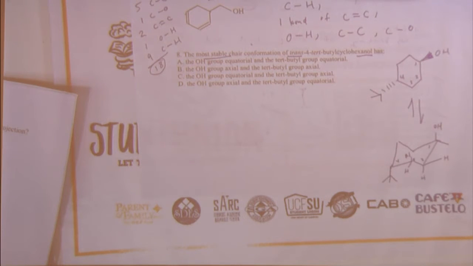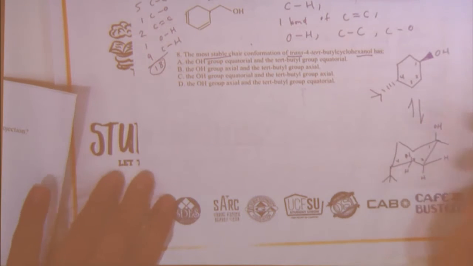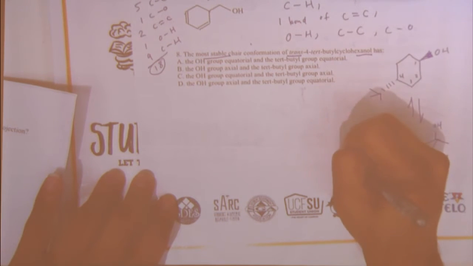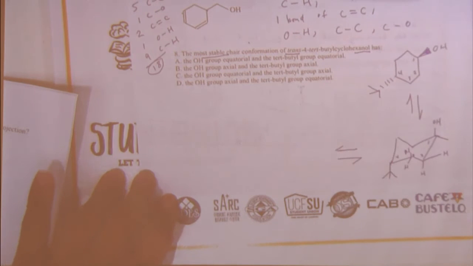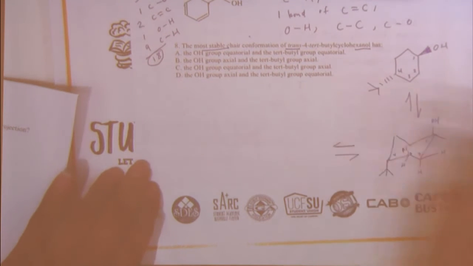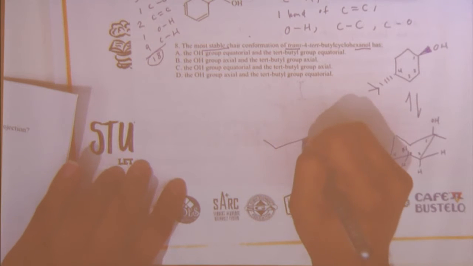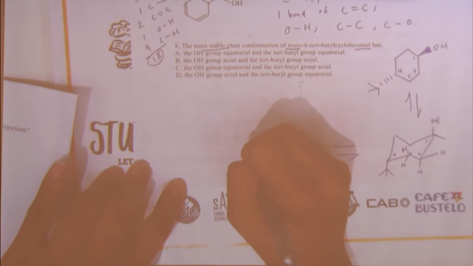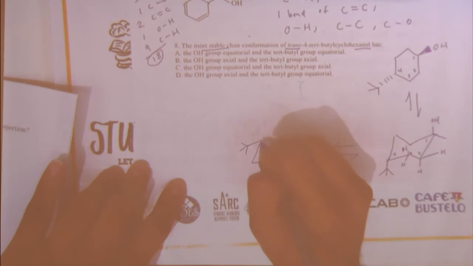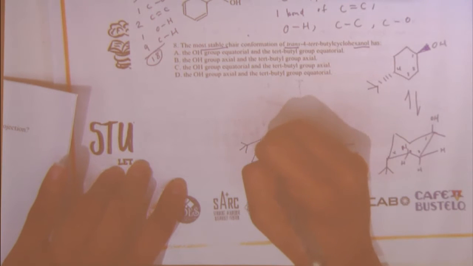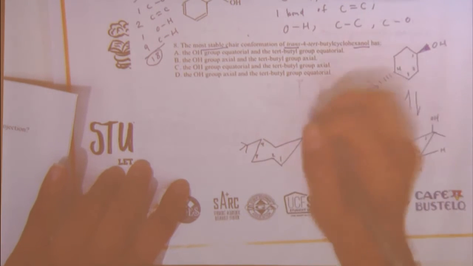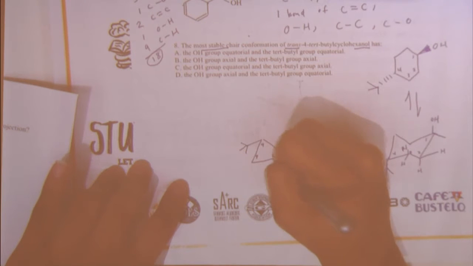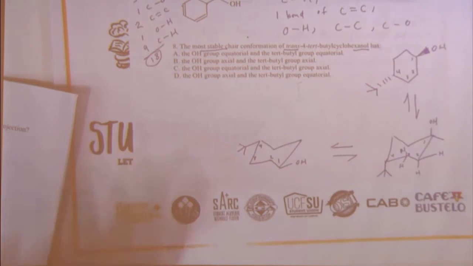So ideally, we want to have all of our substituents on equatorial positions. So then we'll do another ring flip to show that. So that would look like this. Now I have my tert-butyl group axial, and this is 4, 3, 1. Counted backwards there. And equatorial, and my OH group as well, equatorial.